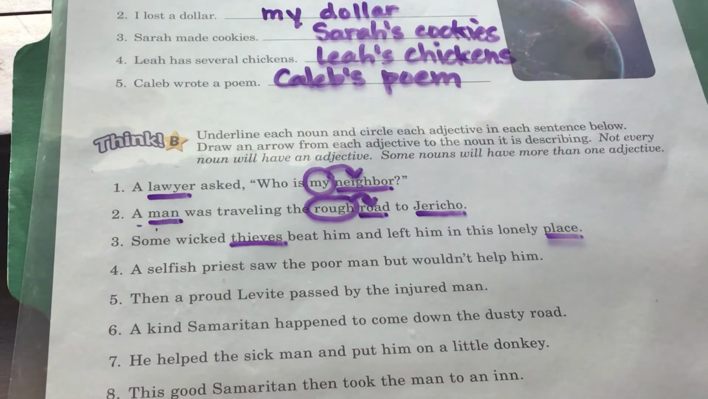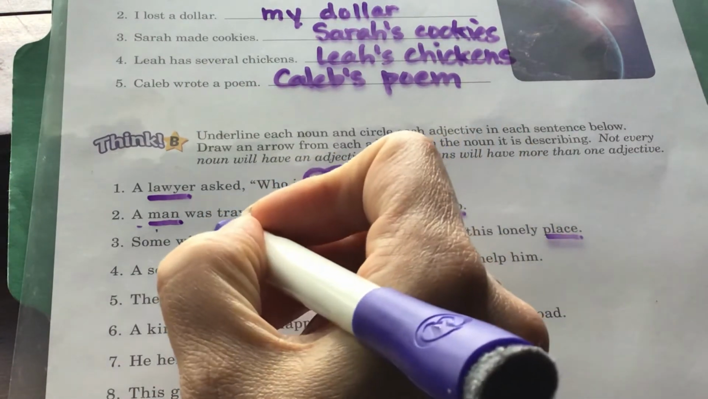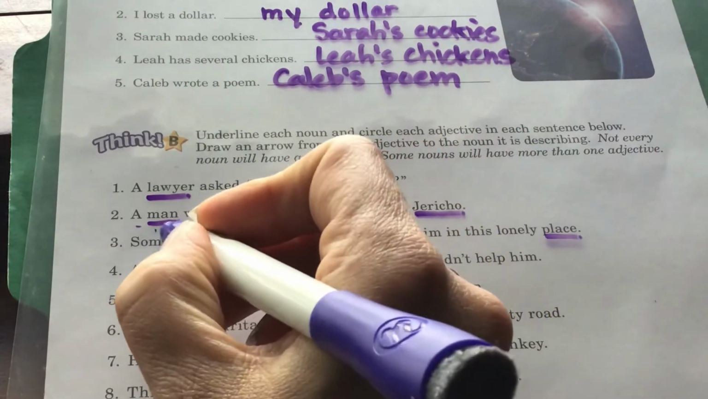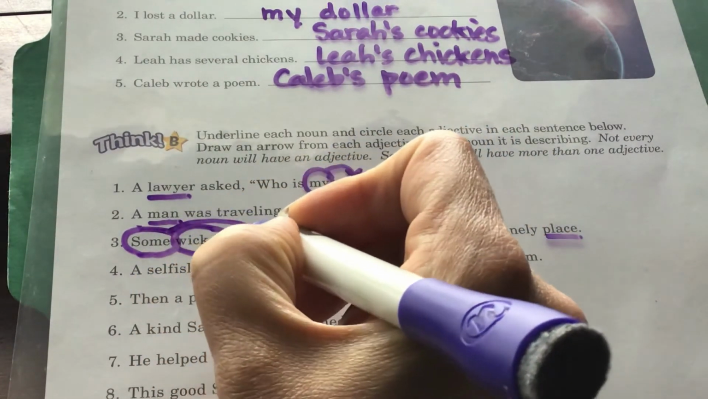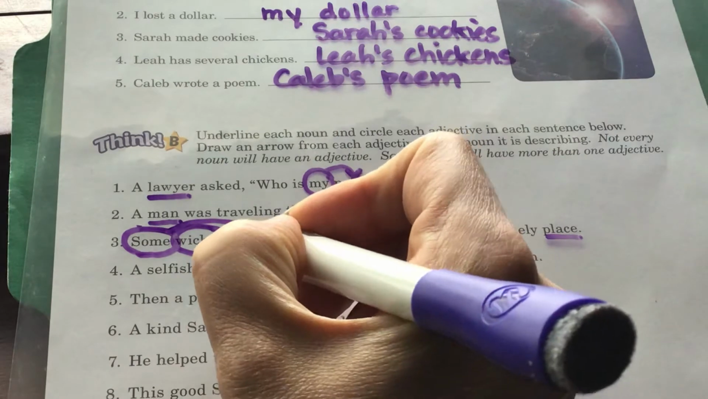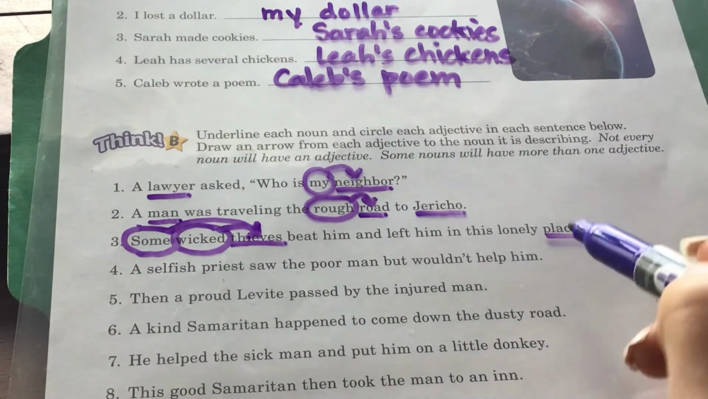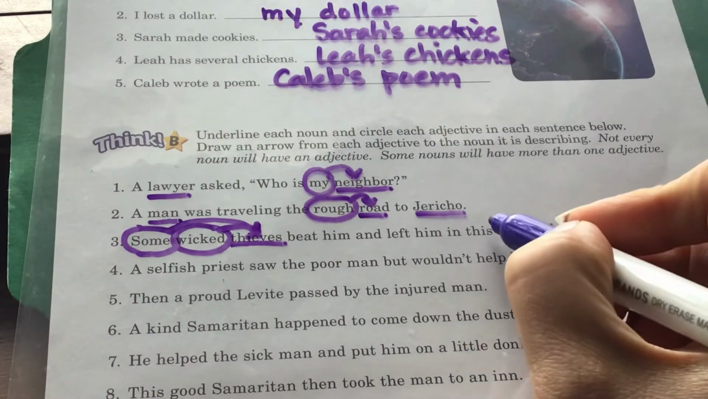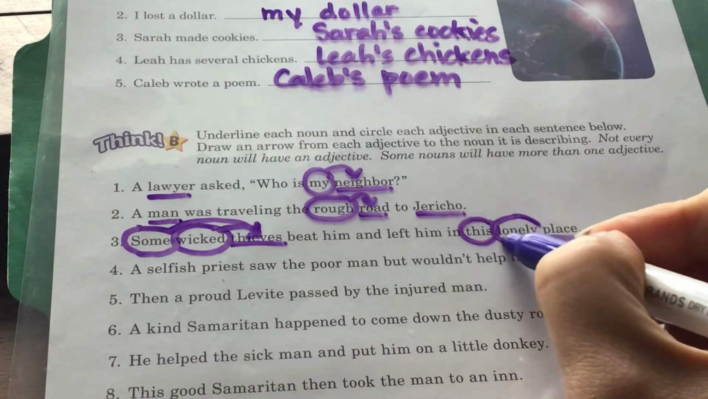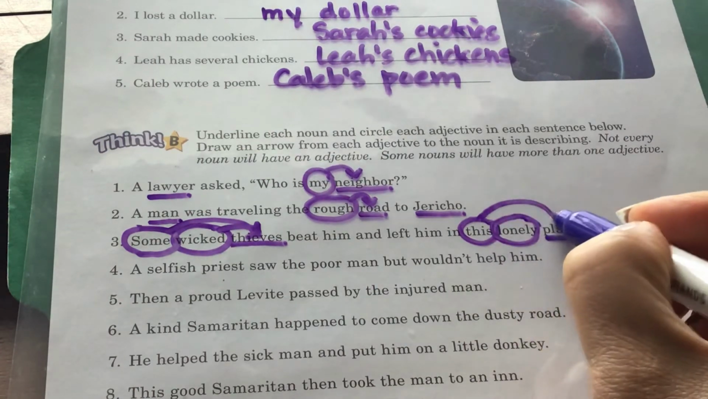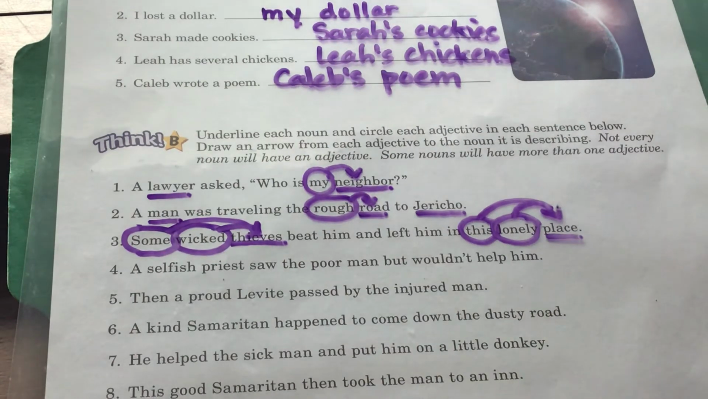All right, so what type? What kind of thieves and how many? Those both answer that. So we would get arrows pointing to thieves. Well, they're getting a little more complicated on us, aren't they? What about place? Do we have any that describe? We do. We have, right? Which one and what kind? This place and it's this place and it's lonely. All right.